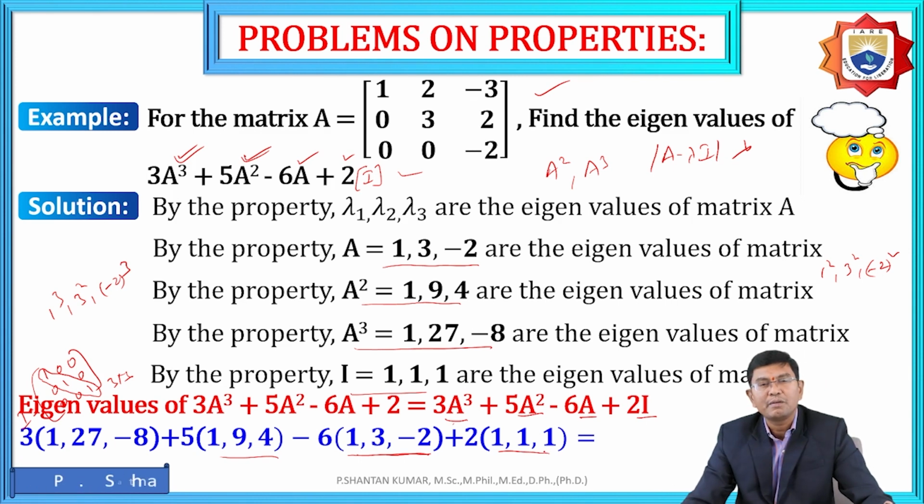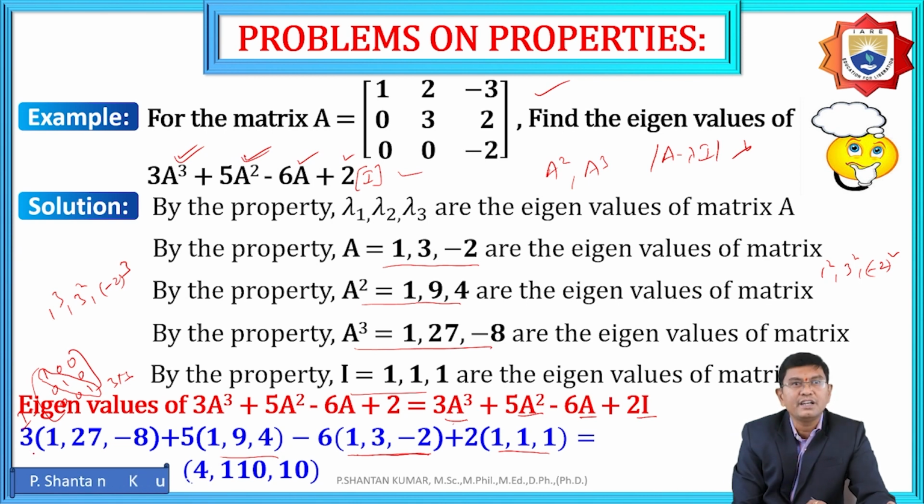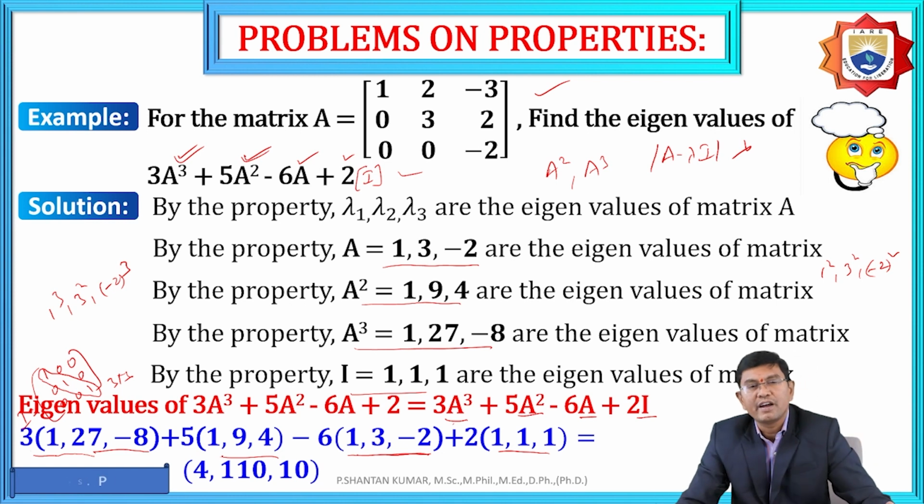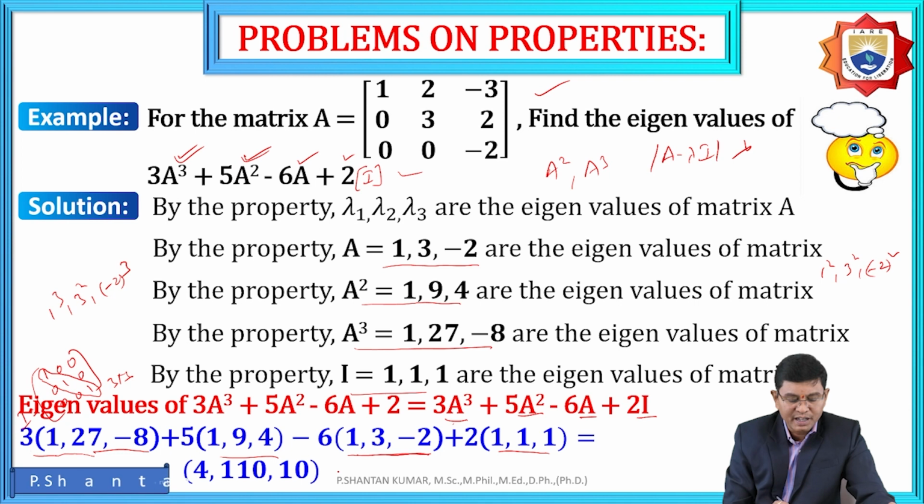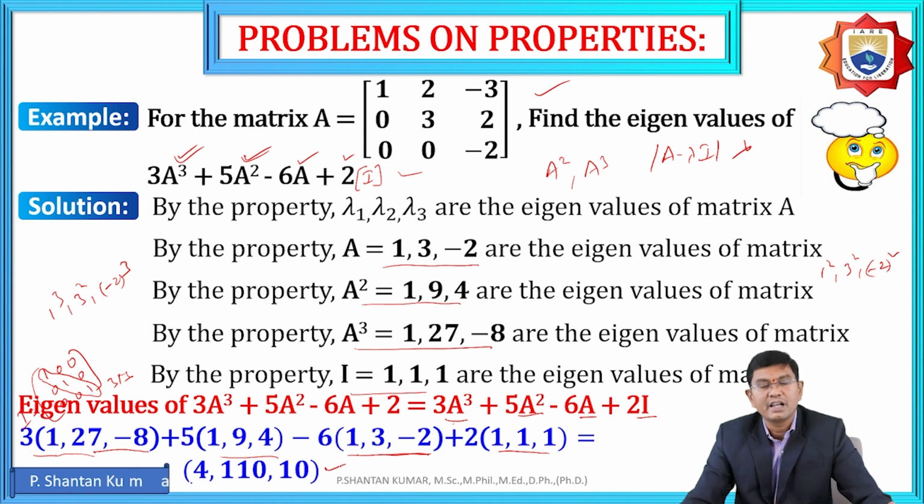Here, after multiplying the terms individually one by one, we obtain the solutions, which are clearly 4, 1, 10, 10. That means first we need to multiply 3 into 1, that is 3. 3 into 27 is 81, and 3 into minus 8 is minus 24, and similarly 5 into 1 is 5, 5 into 9 is 45, 5 into 4 is 20, and similarly we need to multiply all the values, and then add the first term, second term, and third term together. Finally, we obtain that 4, 1, 10, 10 are the eigenvalues of the given matrix.